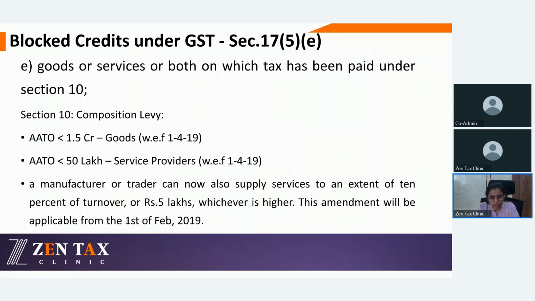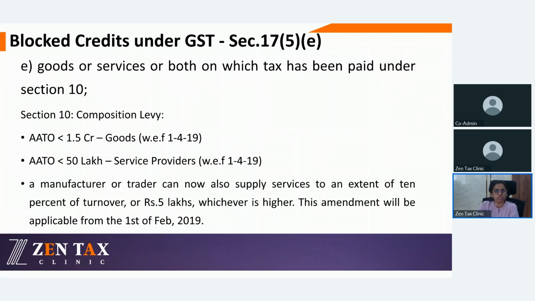But in certain cases, say if I'm a manufacturer or a trader, but I'm also supplying services, to what extent can I supply services so that I can avail the composition scheme? That is also prescribed in the section. It tells that if I'm a manufacturer or a trader, but I supply services to the extent of 10% of the turnover or 5 lakh, whichever is higher, and it is within this limit, then I can avail the composition levy.